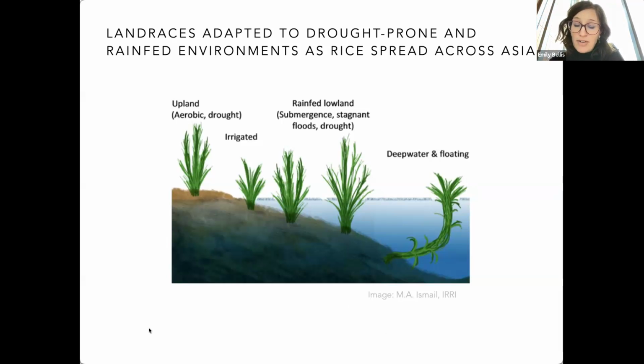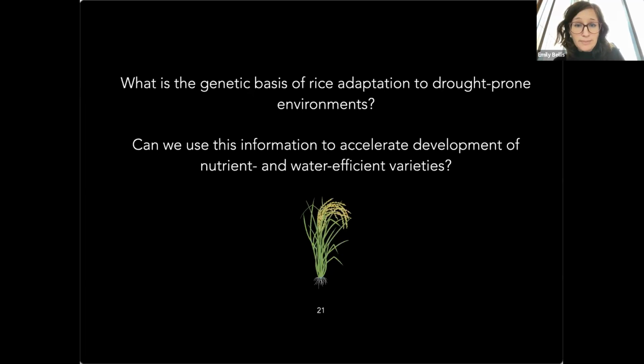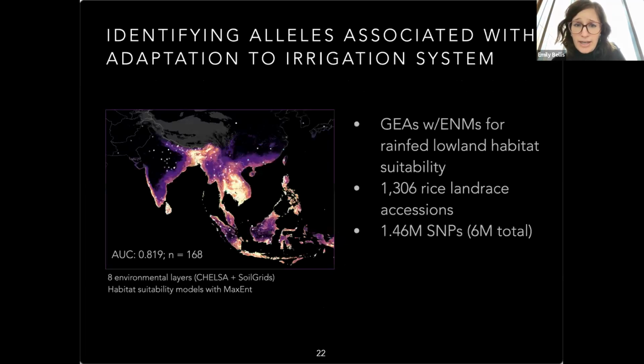And there's some evidence that a lot of the selection across the rice genome as landraces adapted to these environments is actually to promote and intensify interactions with mycorrhizae, which is also really interesting. All right, so here's our question. What is the genetic basis of rice adaptation to drought-prone environments? And the second side of this question: can we use this information to accelerate development of nutrient and water efficient varieties?